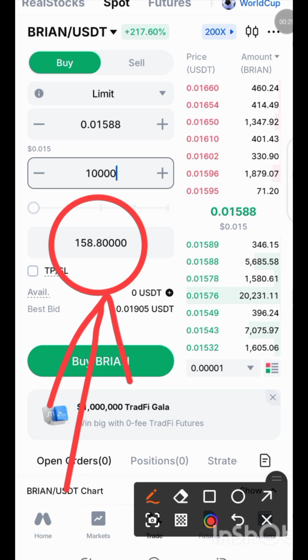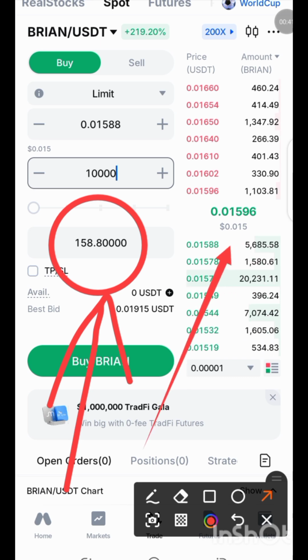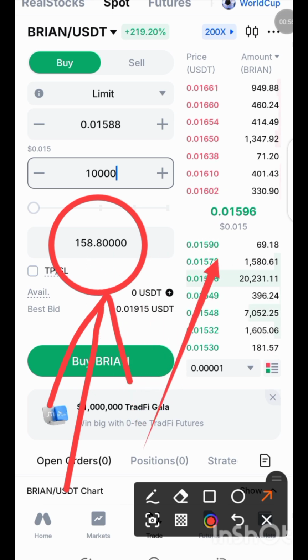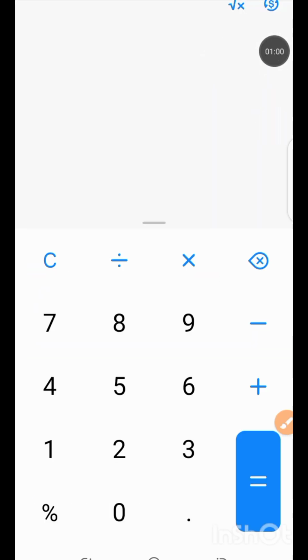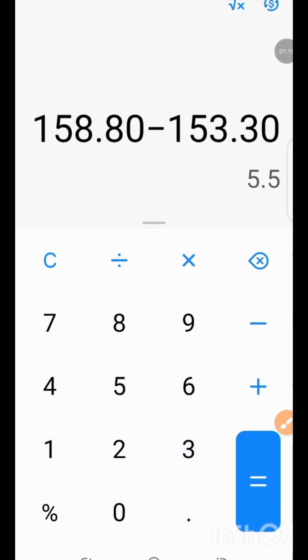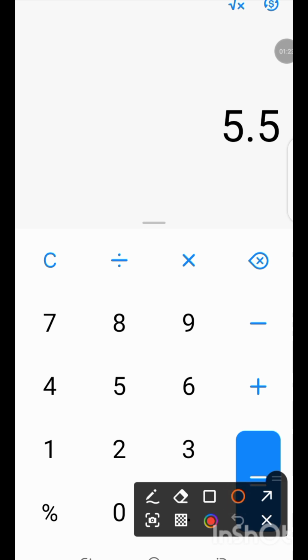Also remember, we bought it with 153.3, so let's remove our initial capital from this. You can see this is where you are selling to these people here, and the price here is 0.0158. That is what you are selling at, because we bought from the other place and are selling to this one. So this is what we get. Let's check how much this is: 158.80. This is what we are going to be getting. Let's minus our initial 153.30. So you see, this is what you are going to get as profit.